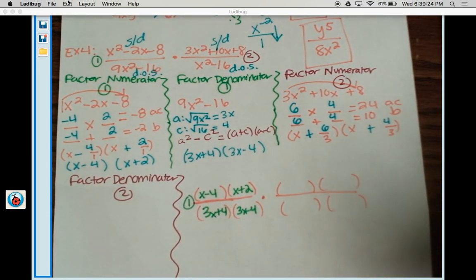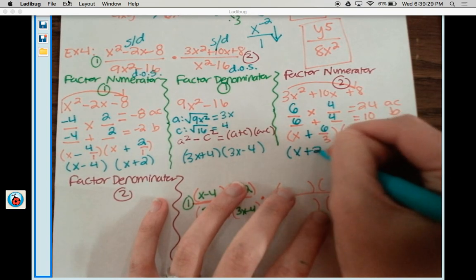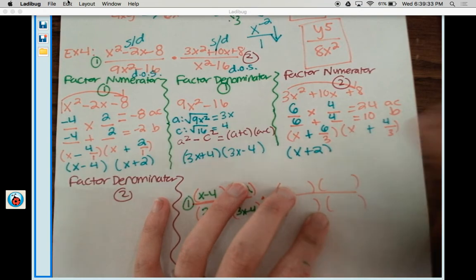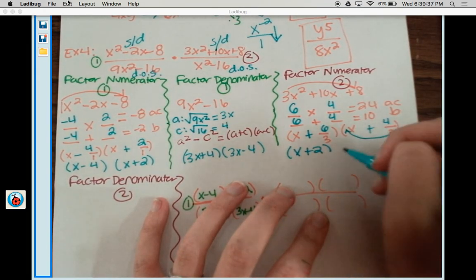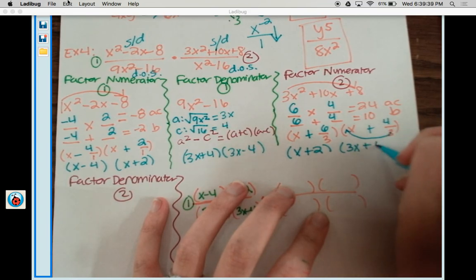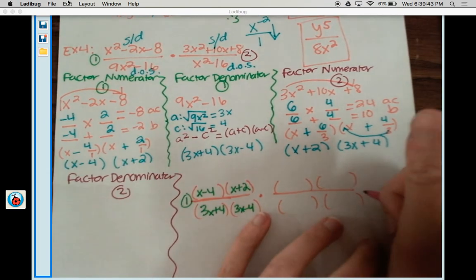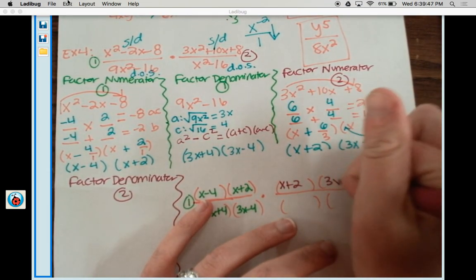Alright, the last step is to simplify. 6 divided by 3 is 2, so we have x plus 2. And 4 over 3 doesn't simplify, but I cannot have a fraction in factored form, so we need to move that 3 to the front. So this is going to be 3x plus 4. This goes in the numerator of my second fraction. Bam. So x plus 2 and 3x plus 4.